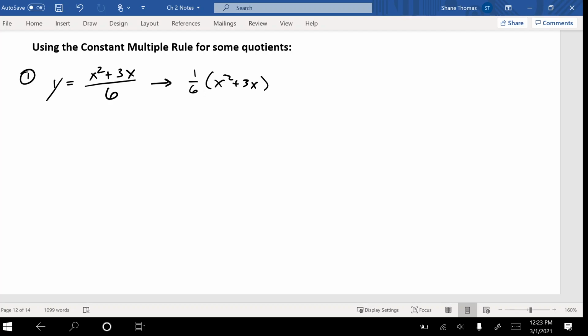So now all of a sudden I no longer have quotient rule even available, do I? No. All right, so I'm going to differentiate that. So y prime is going to be 1/6. Remember, it just tags along, and you differentiate what's inside. So what's the derivative of x squared plus 3x? Good. 2x plus 3. So then I'll simplify this back, 2x plus 3 over 6. Done. Not horrible, is it?